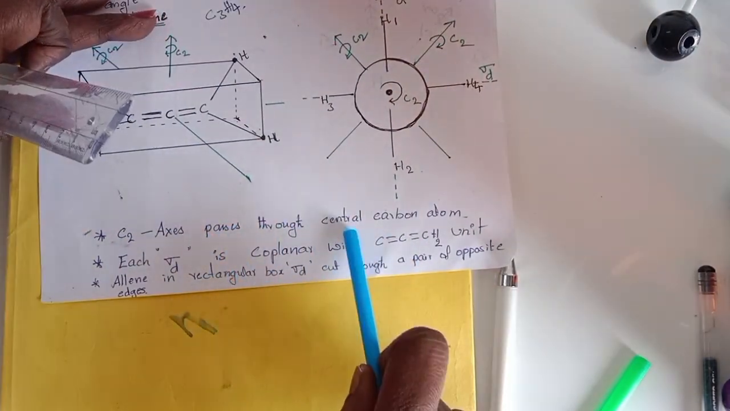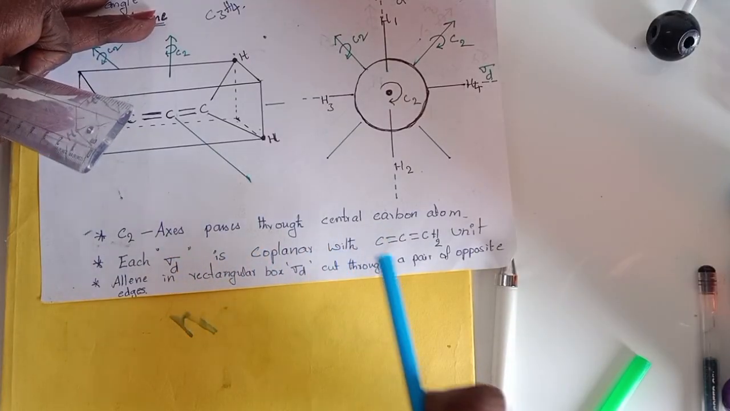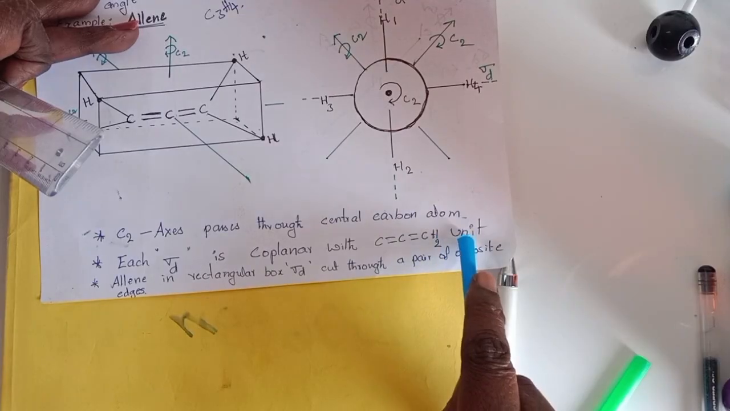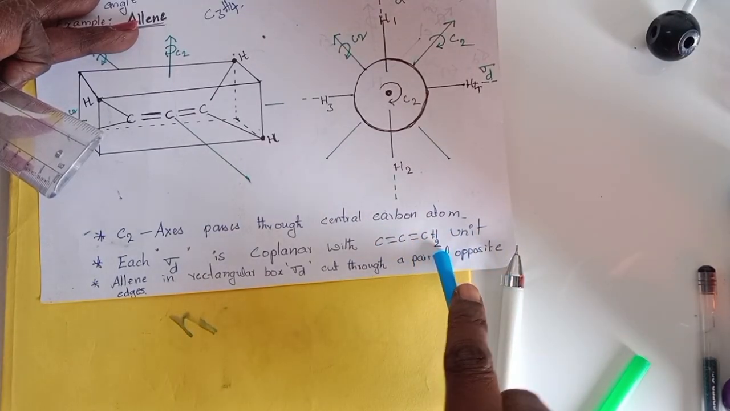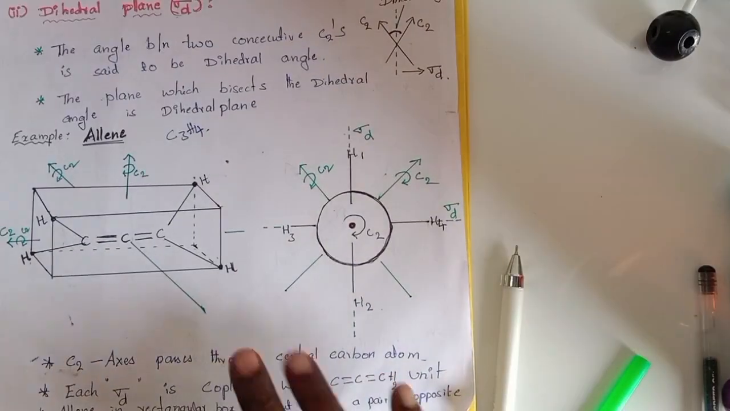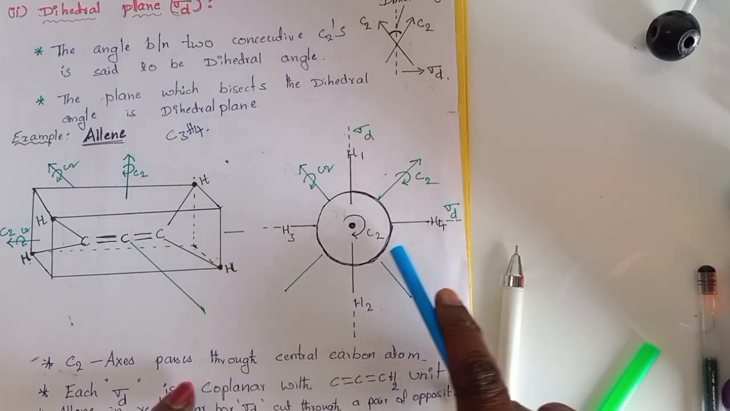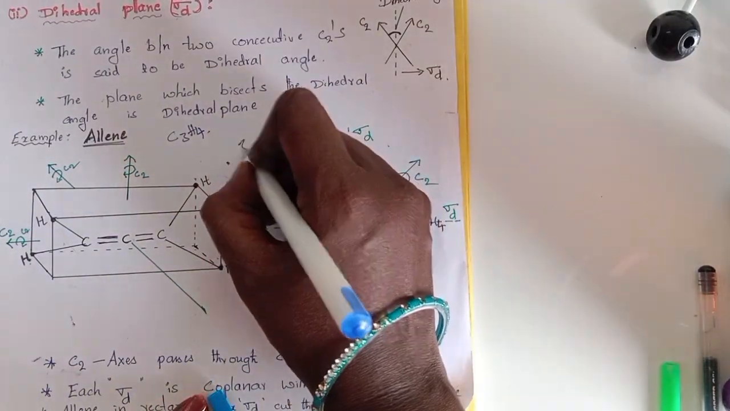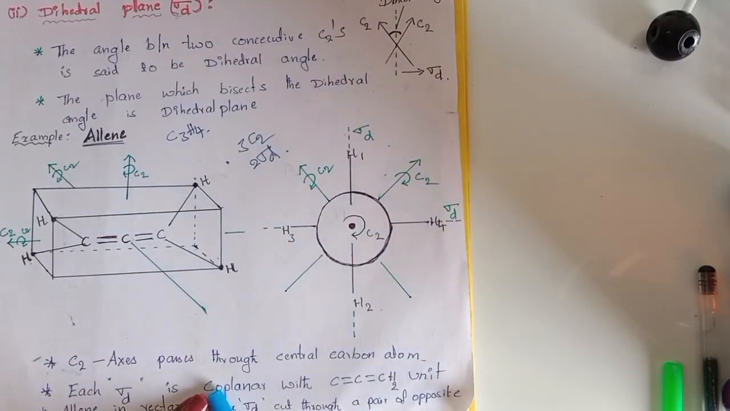The C2 axis passes through the central carbon atom, right? So each sigma d is coplanar with 3 carbon atoms and the H2 unit. Like that, this plane is bisecting the dihedral angle. So we are considering here the plane as a dihedral plane. In allene, there are 3 C2s possible and 2 sigma d planes possible.